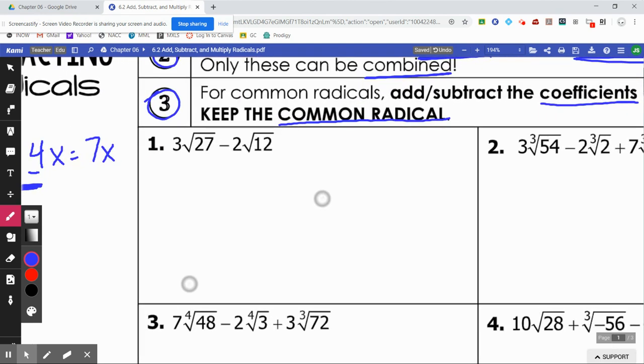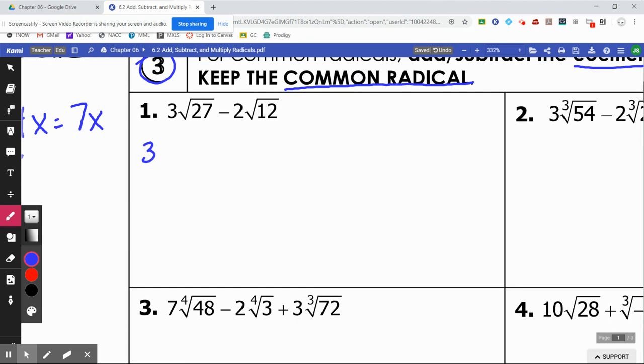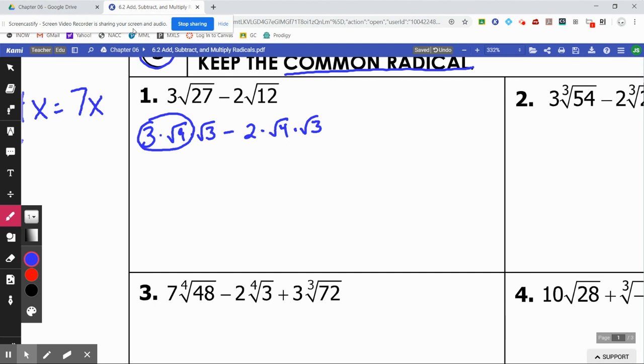Number one, simplify first. So you have 3 times root 27 is root 9 times root 3, minus 2 times, I'm going to go ahead and do them both, root 12 is root 4 times root 3. On these problems, I'm going to start multiplying these together and skip the step. 3 times root 9 is 3 times 3, that's 9 root 3, minus 2 times root 4 is 2 times 2, which is 4 root 3. So now look, these are now like terms. You have 9 root 3 minus 4 root 3, which is the same thing as having 9x minus 4x, which is 5x. So in this case, 9 root 3 minus 4 root 3 is 5 root 3.